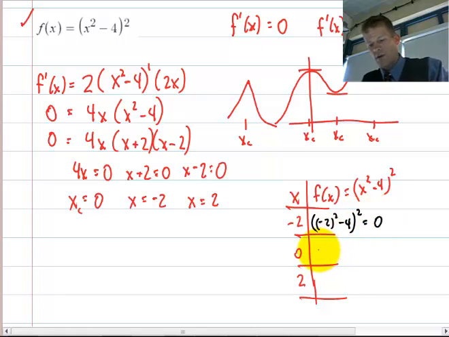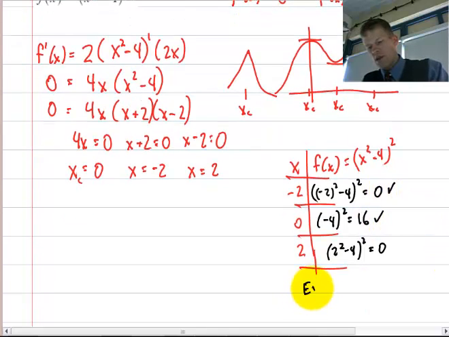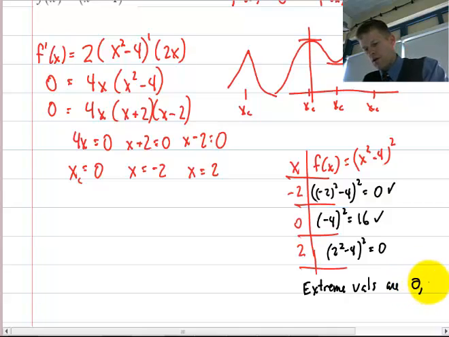The next one, when I put 0 in, I end up having just -4 squared, which will get me 16. That's the extreme value at that point of 0. And the last one, when I put 2 in, I'll have 2 squared minus 4. That whole quantity squared is also going to give me 0. So my extreme values of the function are 0 and 16. Now let's find out when the function was increasing and decreasing.